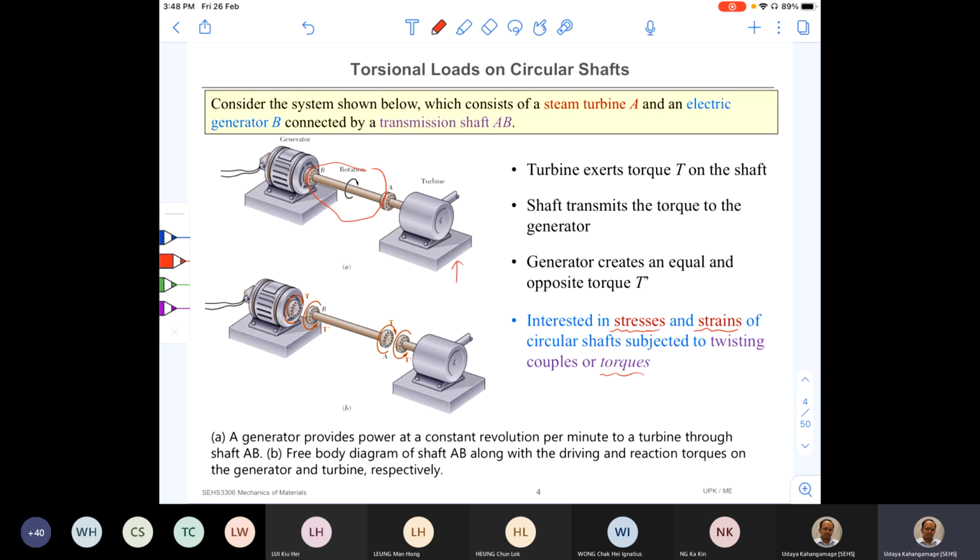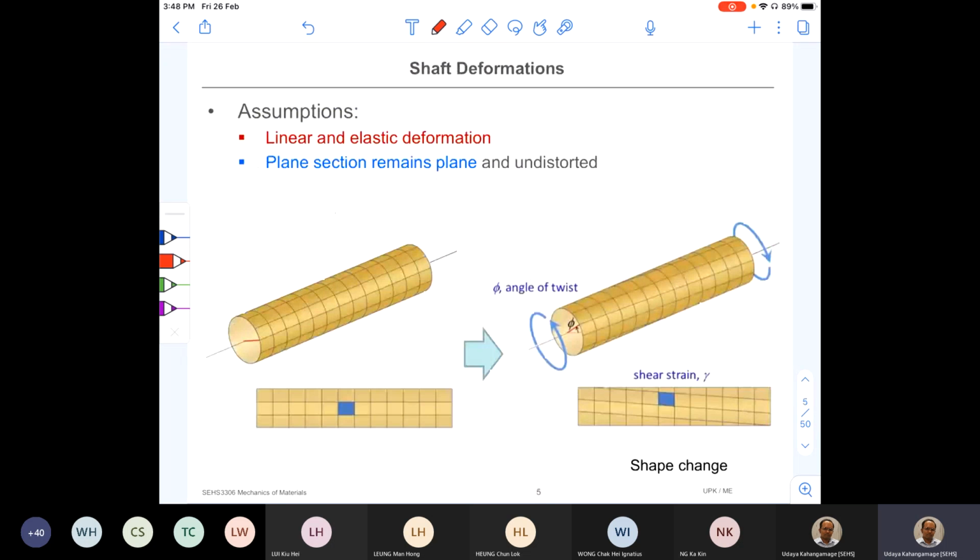So that is what we are going to learn today first. Okay. So let me start with telling you a very important thing, that is we need to make some assumptions, because we are going to develop theoretical equations to quantify the strains and stresses. To develop those equations, we need to make some assumptions.